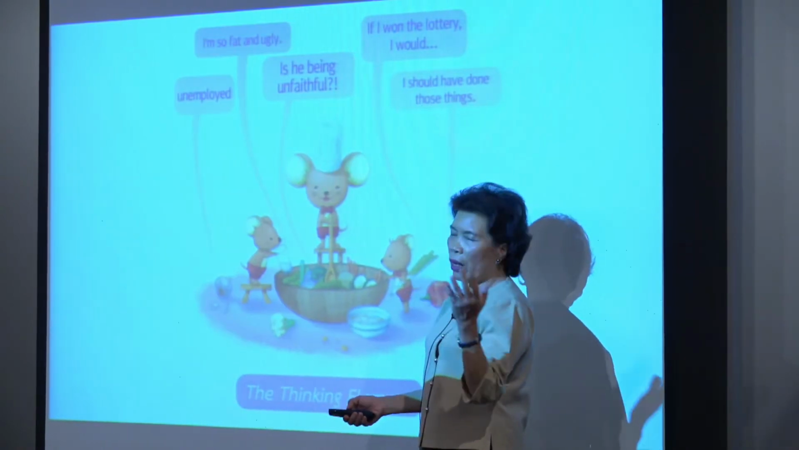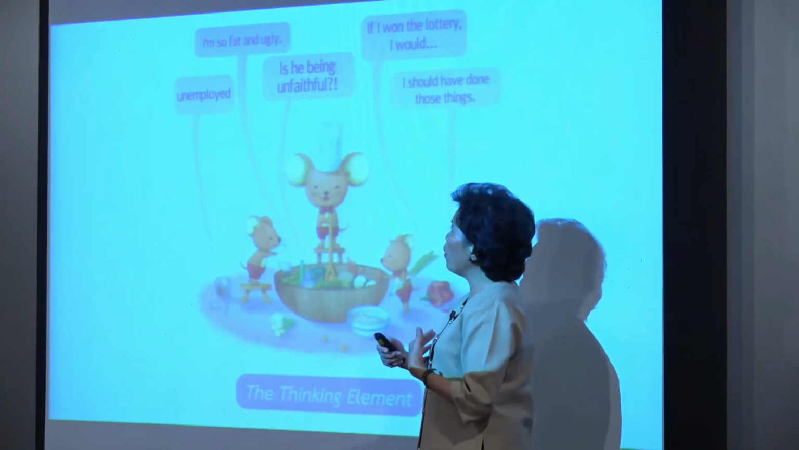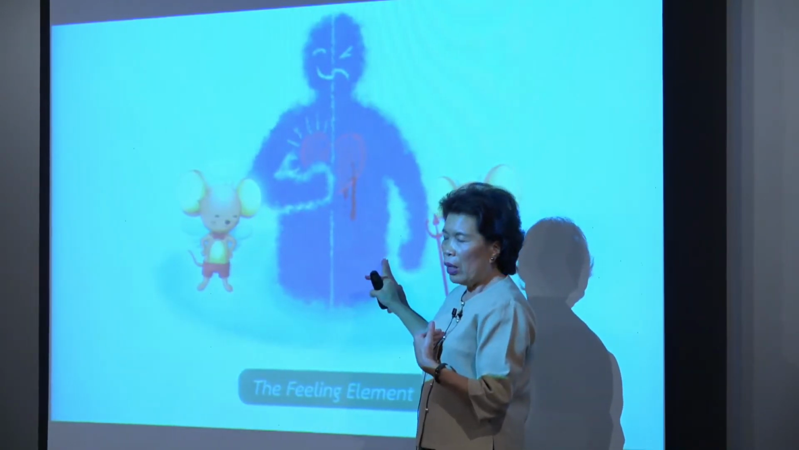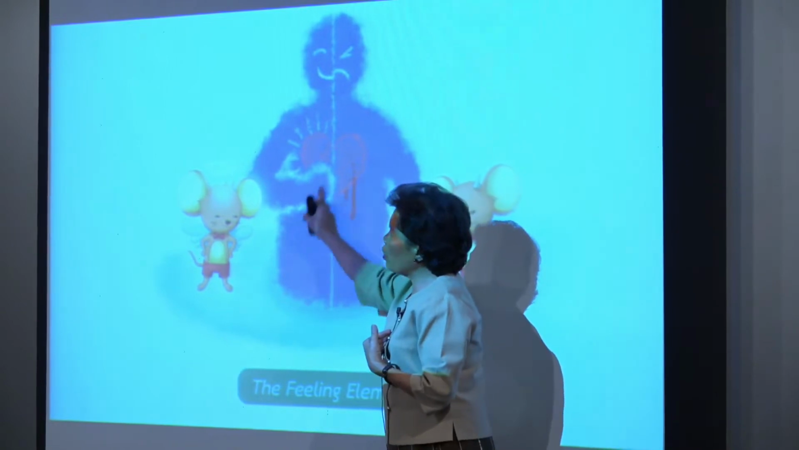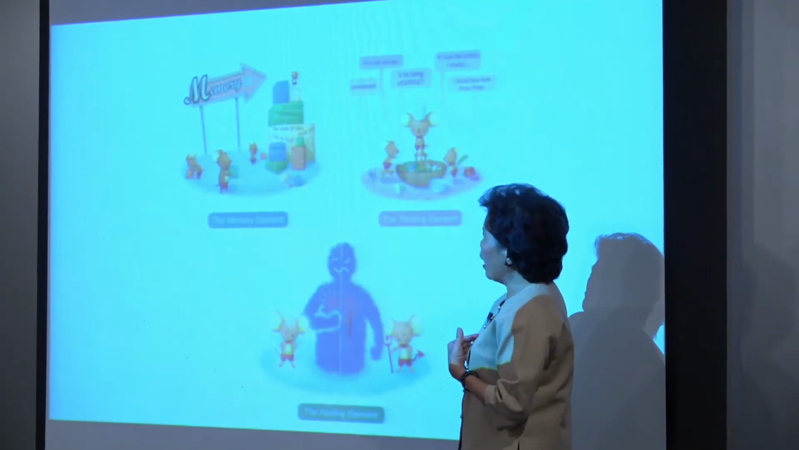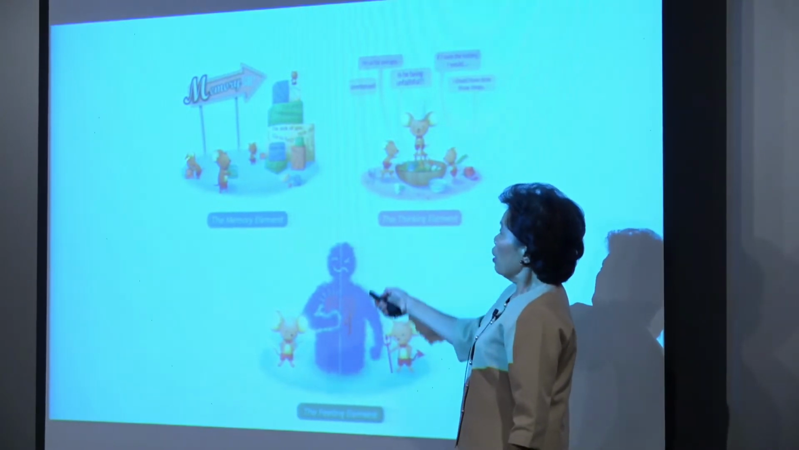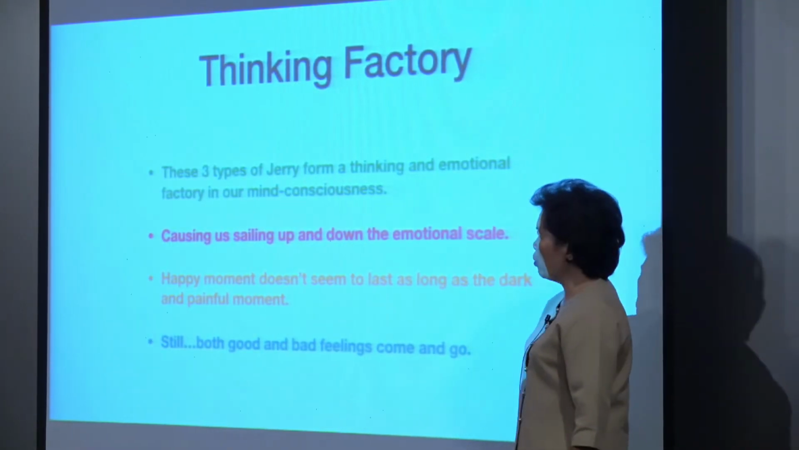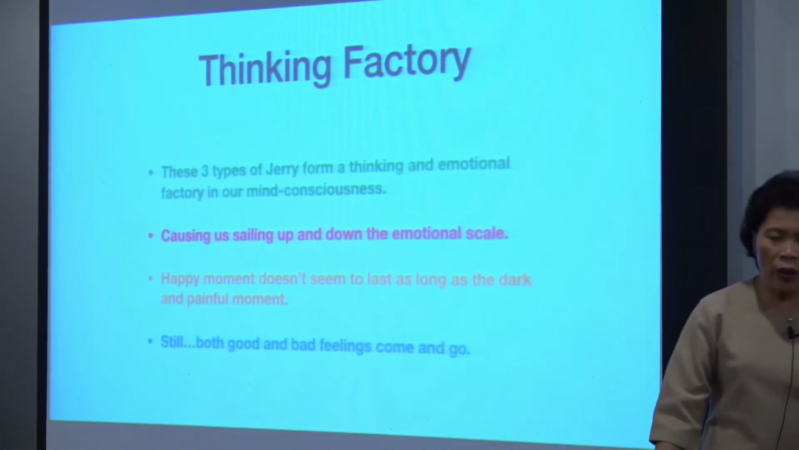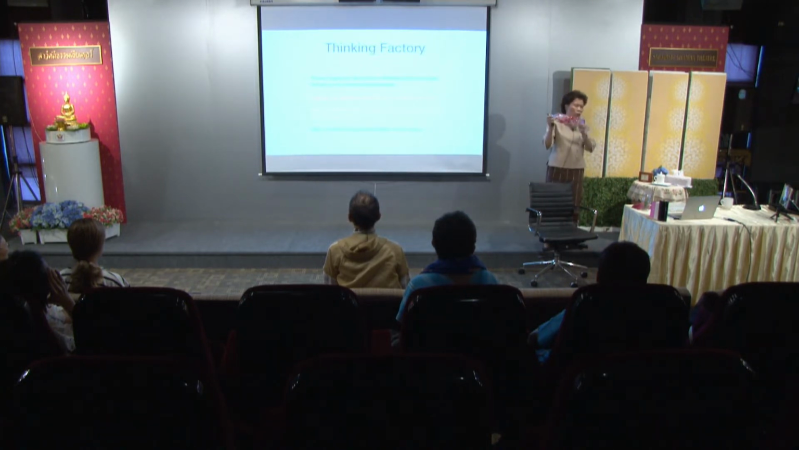So the master chef gets the information from the memory and then spices it up. Once it's spiced up, it's going to give you the feeling, Vedana Khan. This feeling can be positive or negative. As I say, we are going to emphasize the negative part first. These three things, the memories, the thinking, and the Vedana, the feeling element, get together and form a thinking factory, a thinking and emotional factory in the mind consciousness, causing us to sail up and down the emotional scale.